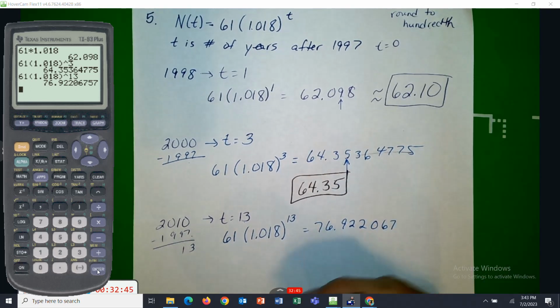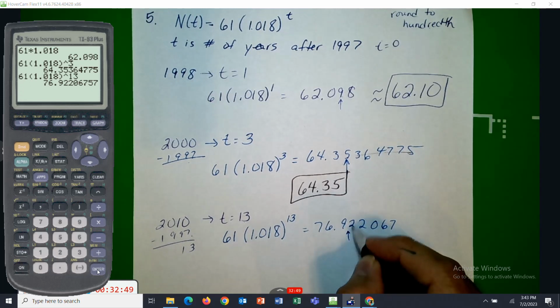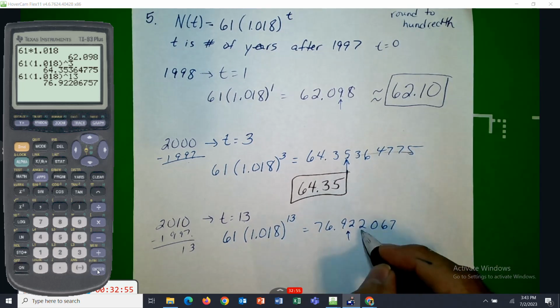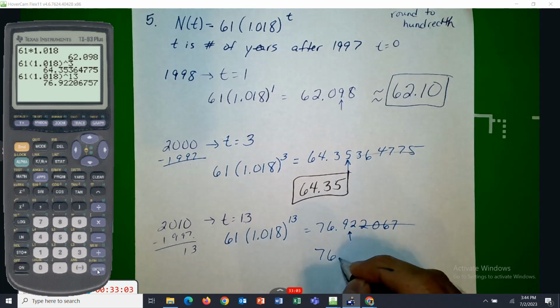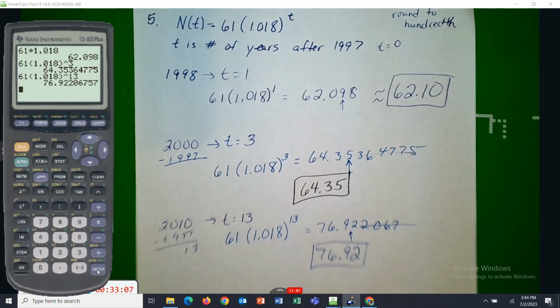76.922067... It goes on and on. Rounding to 2 decimal places, the 100th place. Do I leave it as a 92 or make it a 93? Well, the next digit is smaller than a 5. So we're just going to drop all of that and leave it as 76.92.